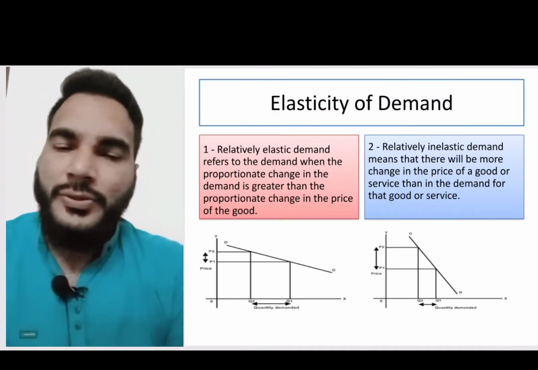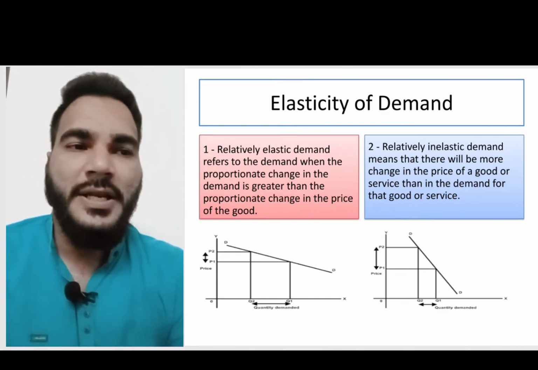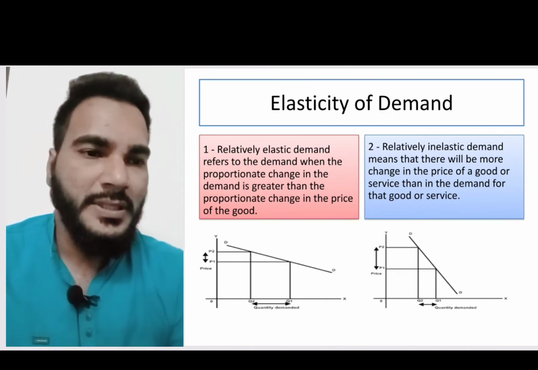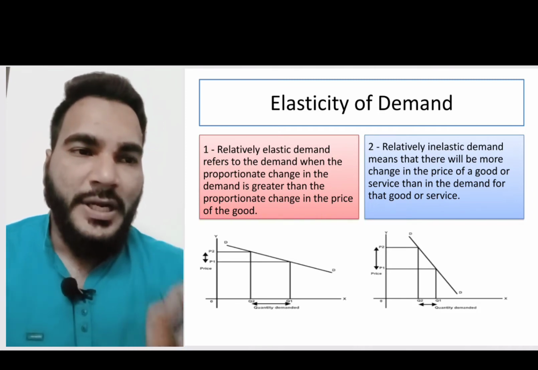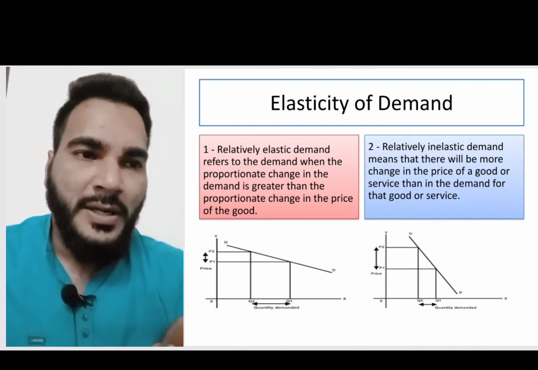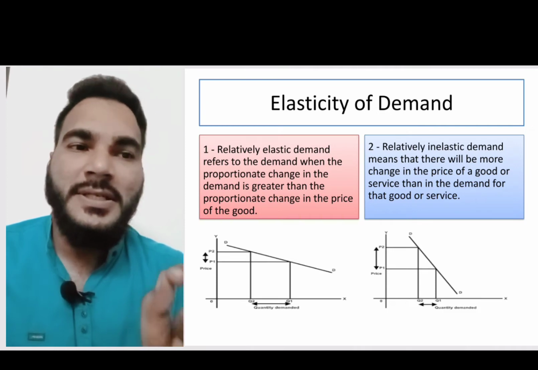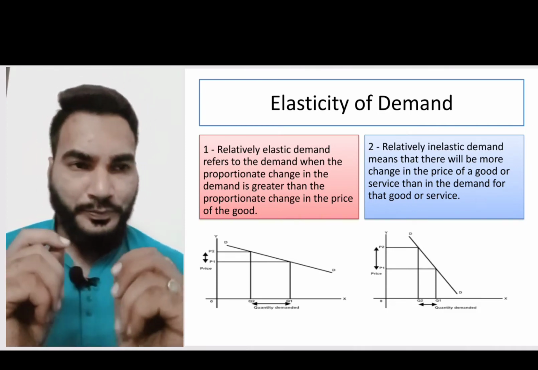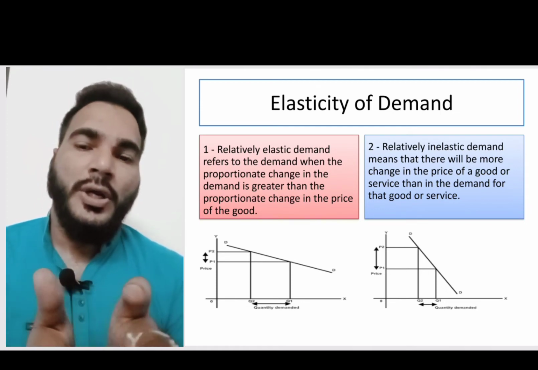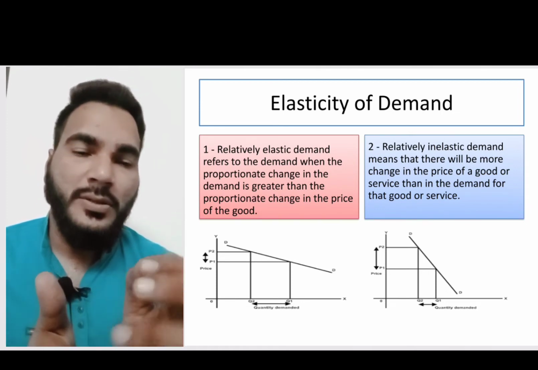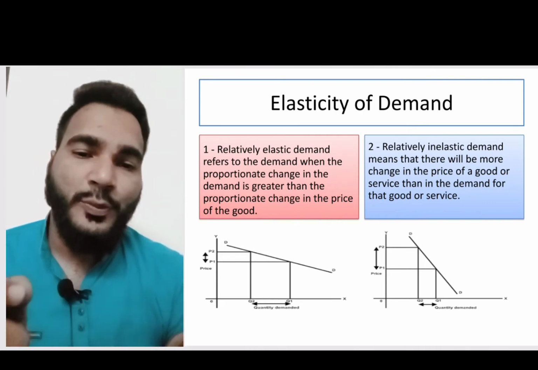In the second slide, as you can see, we will learn about the types of elasticity of demand. The first one is relatively elastic demand. Here, as you can see, there are two factors: one is demand, and the second is price. Relatively elastic demand refers to the demand when the proportionate change in demand is greater than the proportionate change in the price of a good. So relative elasticity of demand means that the proportion of change in demand is higher than the proportion of change in price.